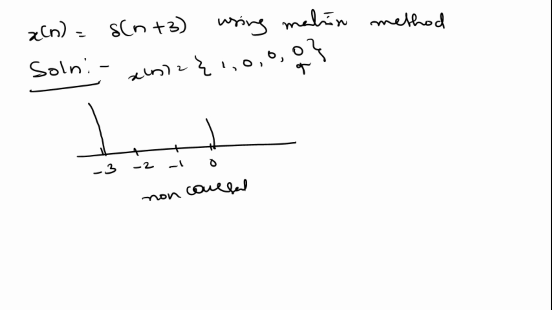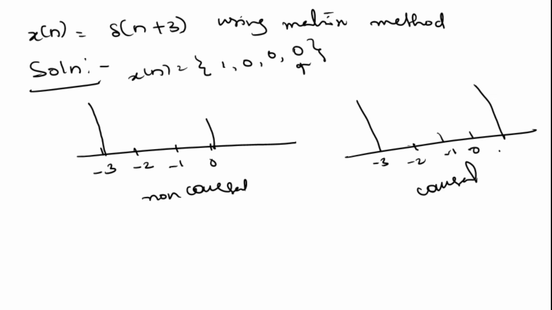Now we have to convert it into a causal sequence. That means the signal is periodic with n minus n naught. After 4 points, the signal is present at minus 3, then minus 2, minus 1, and 0. Once again, the signal is present at 1, then once again present at 4. So I can write the answer as x of n is equal to 0, 1, 0, 0.